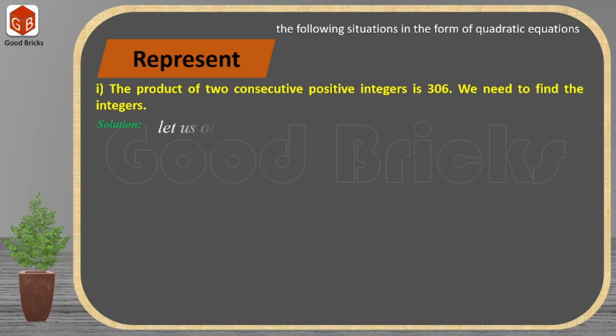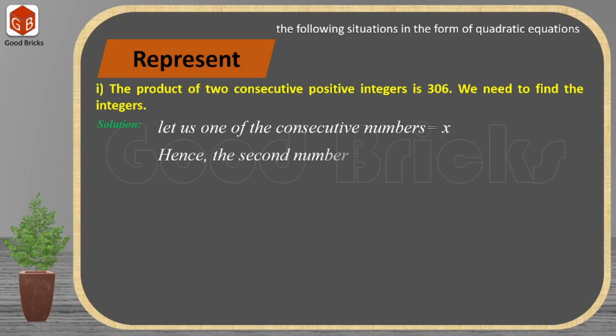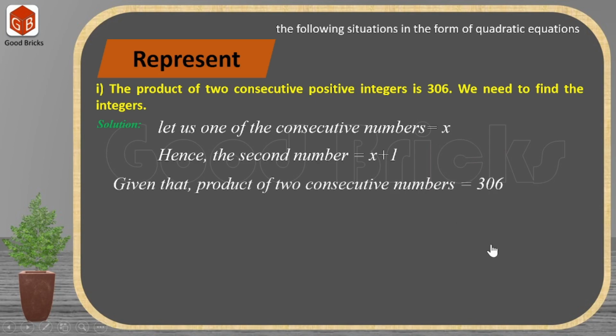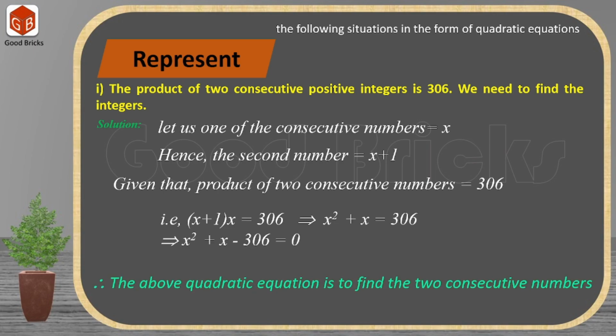Since we don't know the required number, we are assuming it as x, and they said that consecutive positive integers, so we can write the next number is x plus 1. And as per the given condition, product of these two numbers means x into x plus 1 is equal to 306. So that is what we can write as per the given condition. So we have written x into x plus 1 is equal to 306, and x into x, x square plus x into 1, x. When you transpose this 306 towards left, you can write the equation as shown here on the screen. Therefore, this is the required quadratic equation for the given situation.